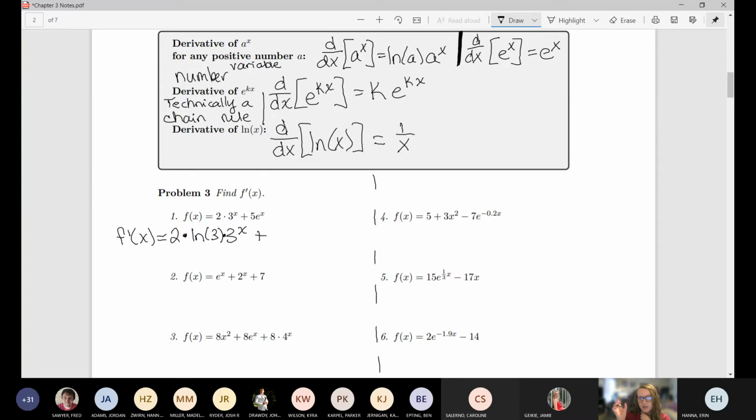And then we have to add on the derivative of 5e to the x. That 5 comes along for the ride. Derivative of e to the x is e to the x. And actually, you can't really simplify that at all unless you wanted to punch 2 times the natural log of 3 into your calculator and write down the decimal. I would just leave it as it is. You can't really combine anything together here.